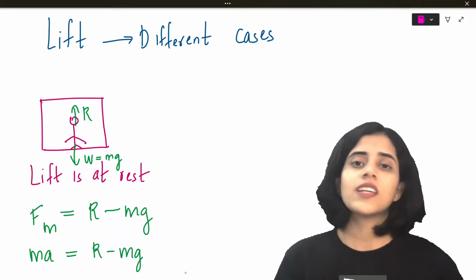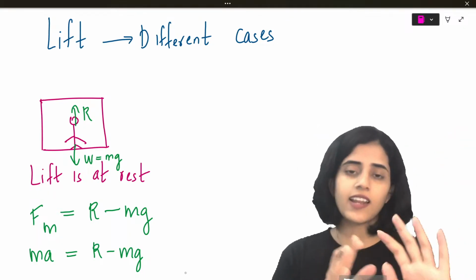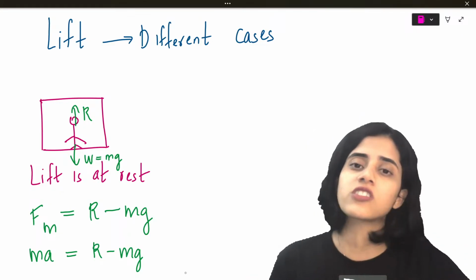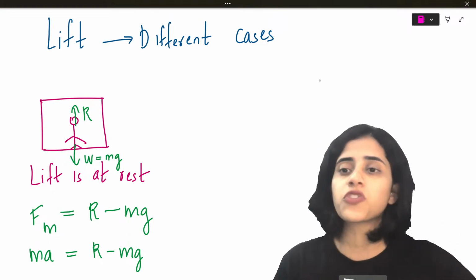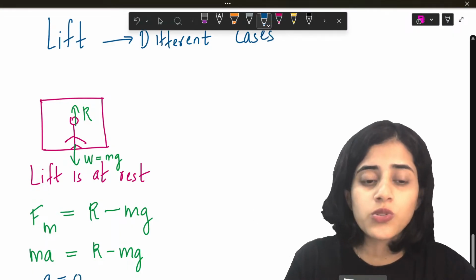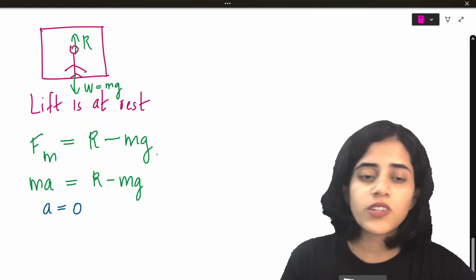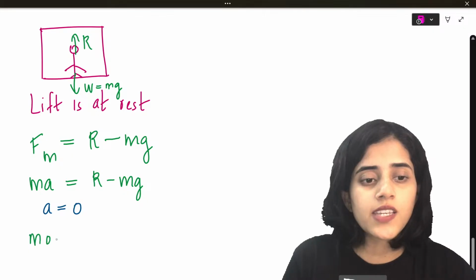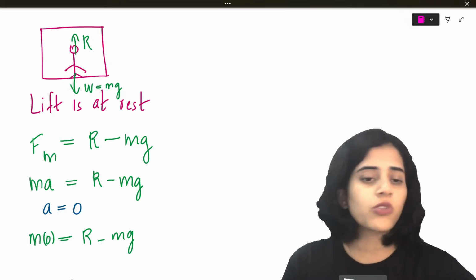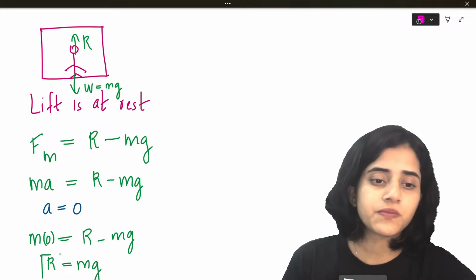What is acceleration? Change in velocity with respect to time. But here this lift is not moving. So obviously, isn't the acceleration going to be equal to 0? Yes, acceleration will be 0. So now m into 0 will be R minus mg. M into 0 is 0. So R is equal to mg.